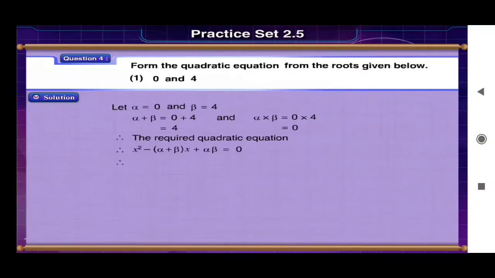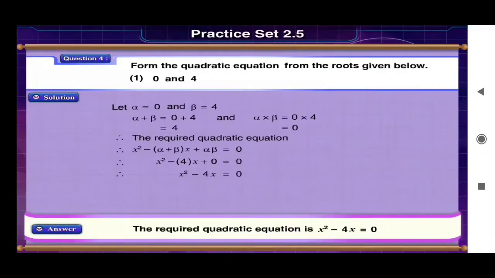Therefore, x square minus 4 into x plus 0 is equal to 0. Therefore, x square minus 4x is equal to 0. Answer: the required quadratic equation is x square minus 4x is equal to 0.